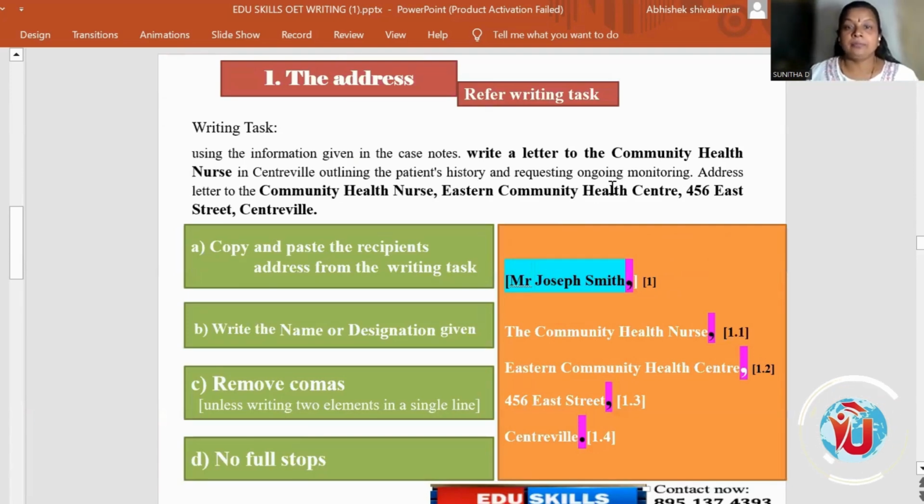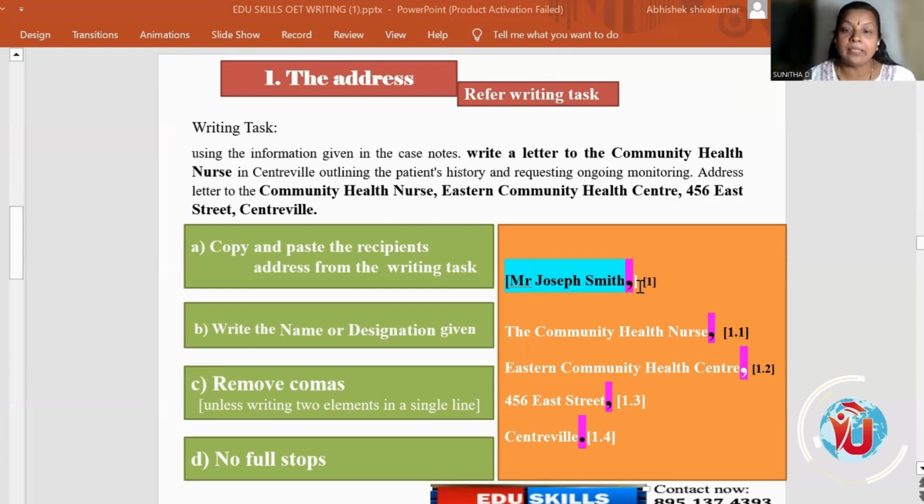And this is the format for the referral writing task. Using the information given in the case note, write a letter to the community health nurse in Centerville outlining the patient history and requesting ongoing monitoring. Address the letter to the community health nurse, Eastern Community Health Center, 456 East Street, Centerville. So in that letter, the point to be noted is to copy and paste the recipient address from the writing task. What is the address given in the writing task?